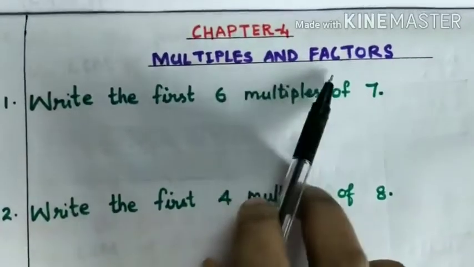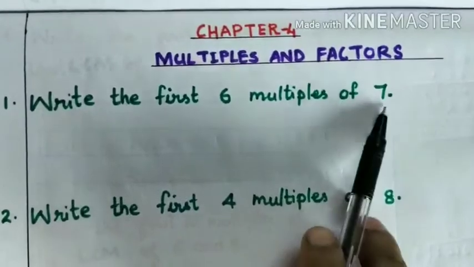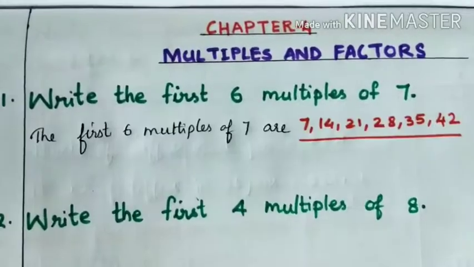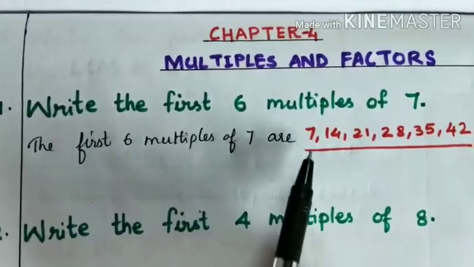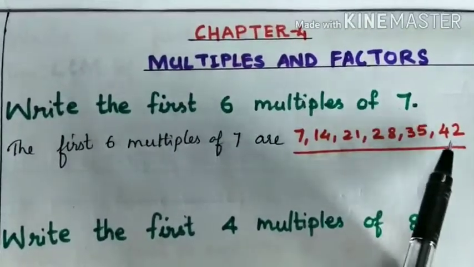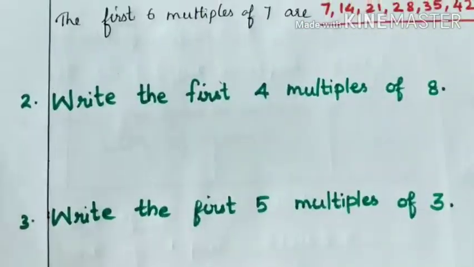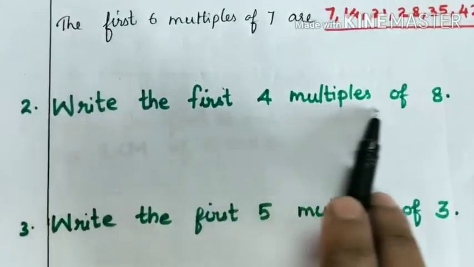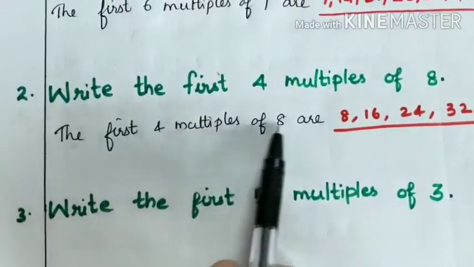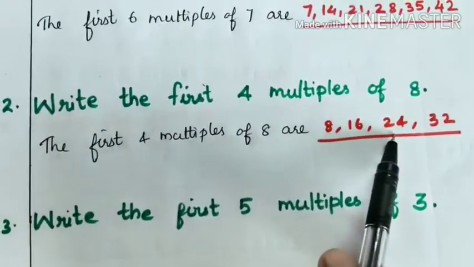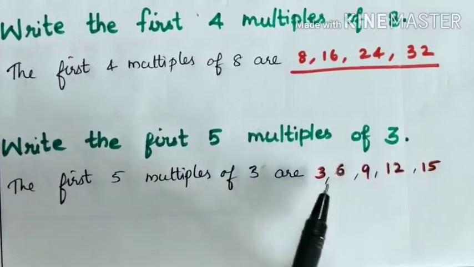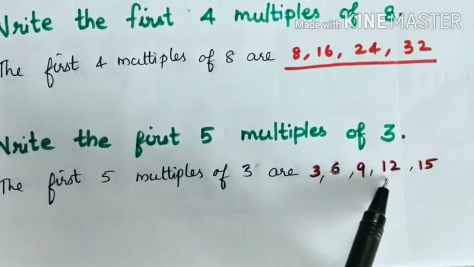Chapter 4, Multiples and Factors. Write the first 6 multiples of 7. The first 6 multiples of 7 are 1 7 is 7, 2 7s 14, 3 7s 21, 4 7s 28, 5 7s 35, 6 7s 42. Write the first 4 multiples of 8. The first 4 multiples of 8 are 8, 16, 24, 32. Write the first 5 multiples of 3. The first 5 multiples of 3 are 3, 6, 9, 12, 15.